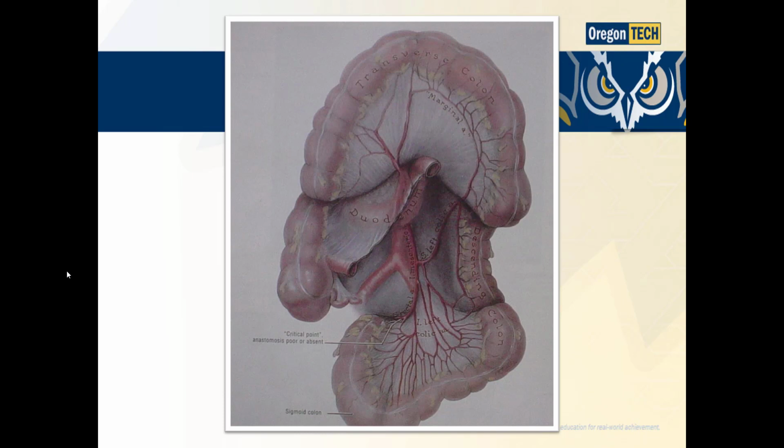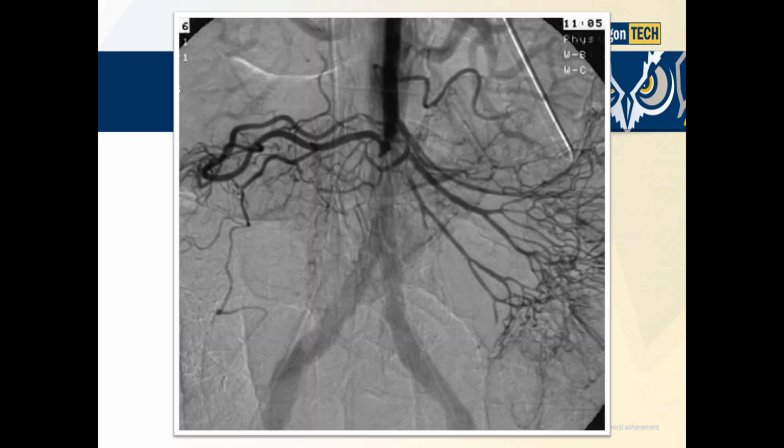And here, it's another diagram of the inferior mesenteric artery. And here you can see we have an injection into the SMA, or superior mesenteric artery, but you can see here it's totally occluded, so we're not having any filling down here. This is very bad.